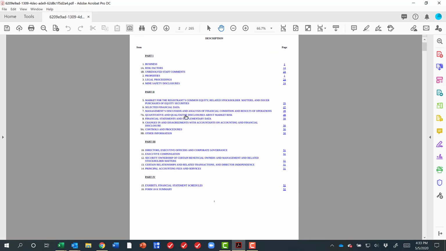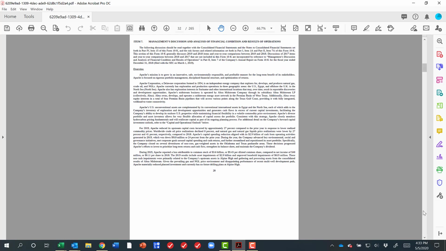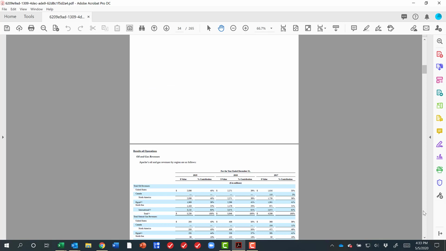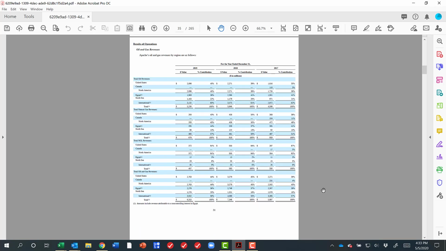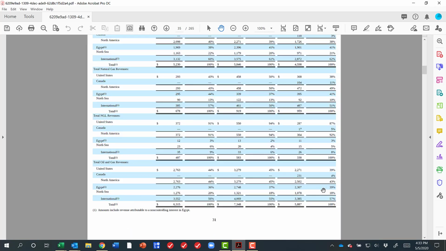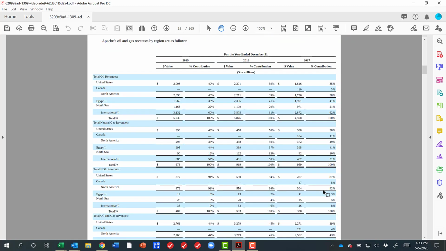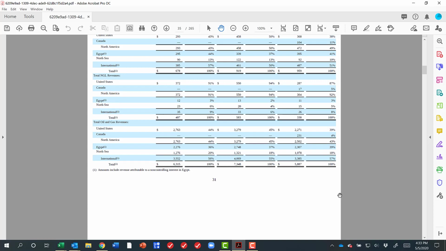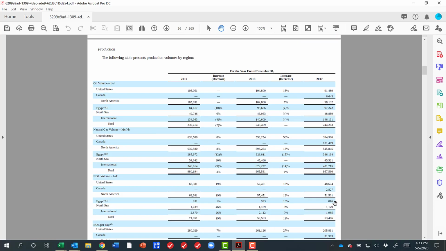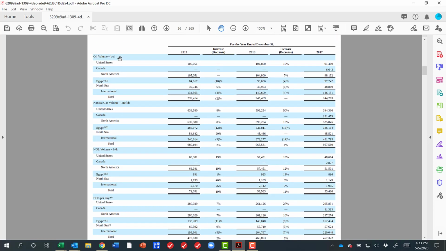Going to use the hyperlink to get down to the MD&A section, and I need to look for daily production. You probably recognize this chart from the previous video. The numbers we're looking for, nope, this is revenues. Let's keep going. Now we see barrels per day in our oil volumes. Remember, in the 10K it generally goes newest to oldest. In our model it goes oldest to newest.